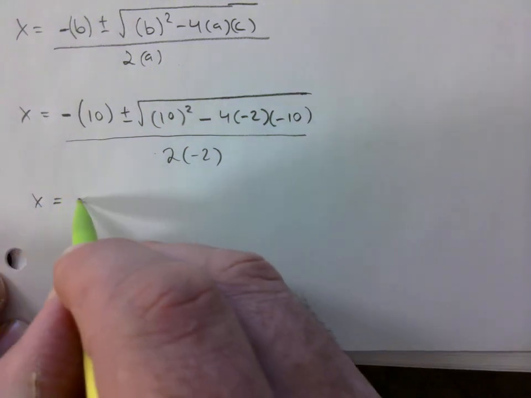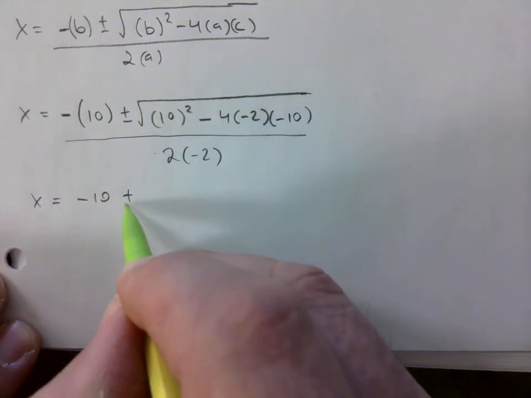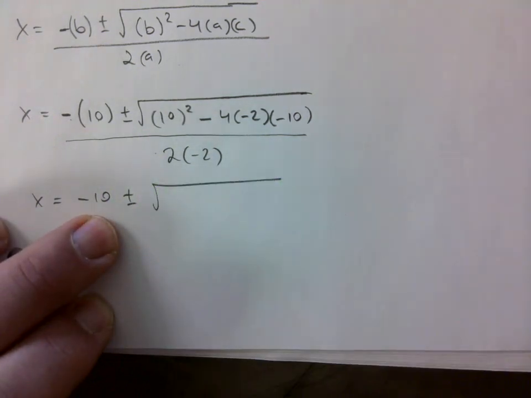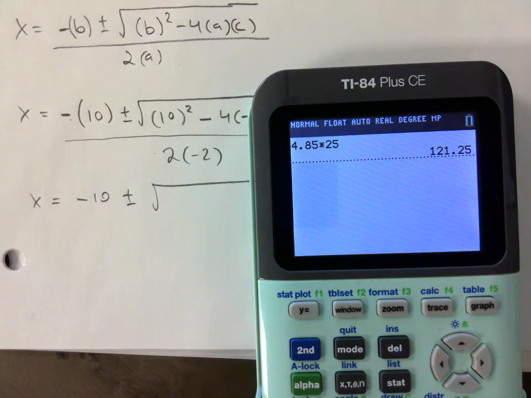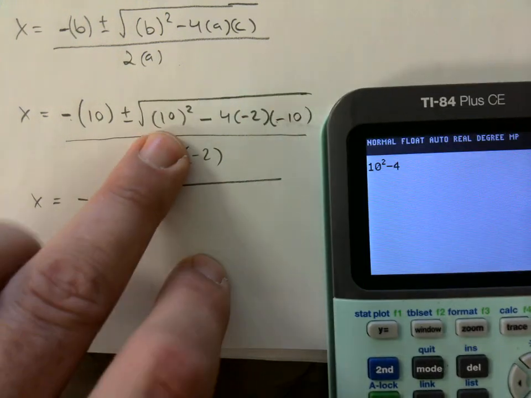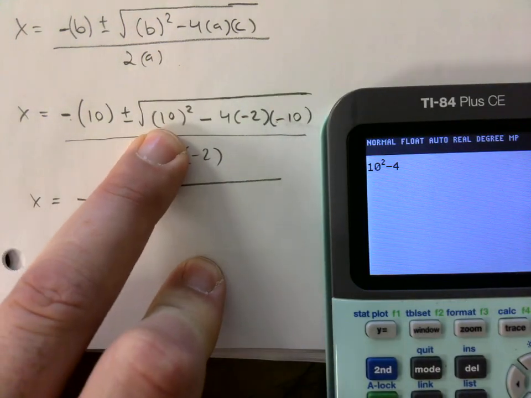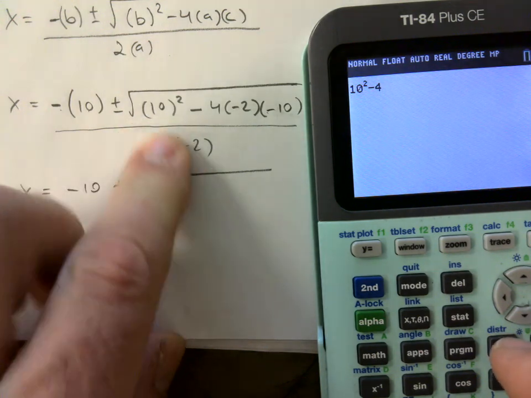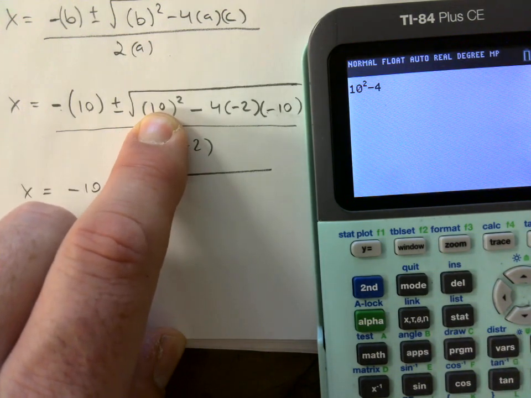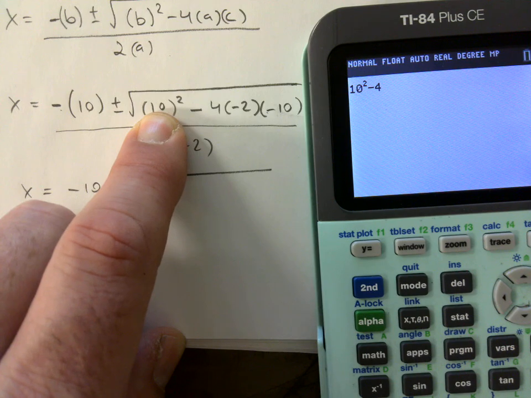Here we go. Let's clean this up. So the negative times 10 is just negative 10 plus or minus. Figure out what the root gives you. Okay, so 10 squared minus 4. I don't use the brackets for 10. Okay, careful here. If 10 had a negative, if this had been negative 10, I would most definitely use brackets. Okay? Because watch what happens.